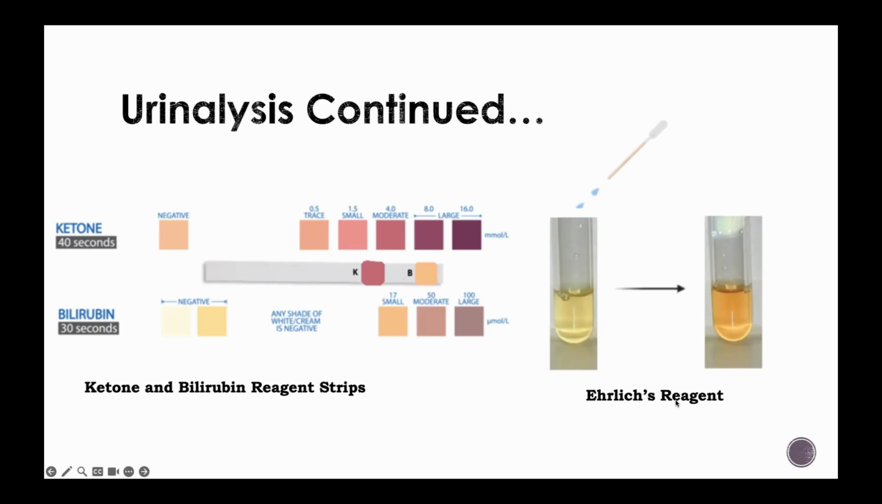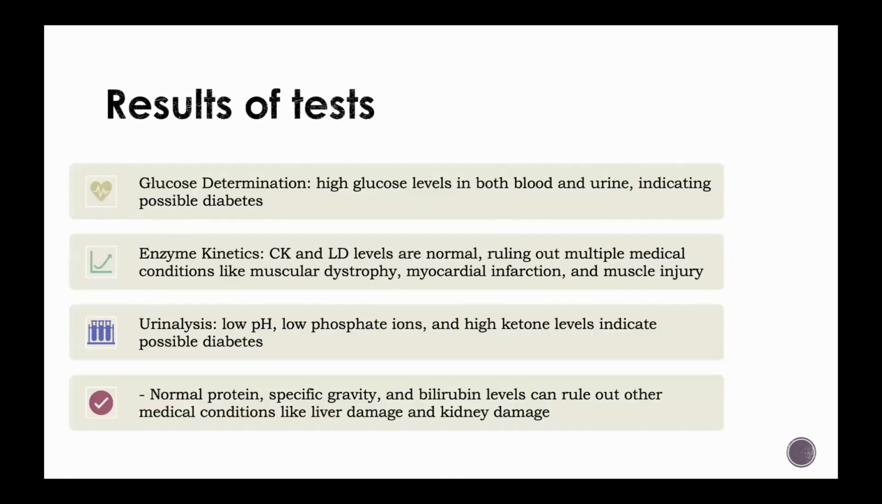The last urinalysis test we did was called an Ehrlich's reagent test. This is to test for levels of urobilinogen, which should only be in small amounts in urine. High levels may indicate diabetes. In this reagent, the urobilinogen will change the color of the solution depending on how much there is in the urine. We see here that the color has not changed that much. That means that there are normal levels and does not match up with a diagnosis of diabetes.